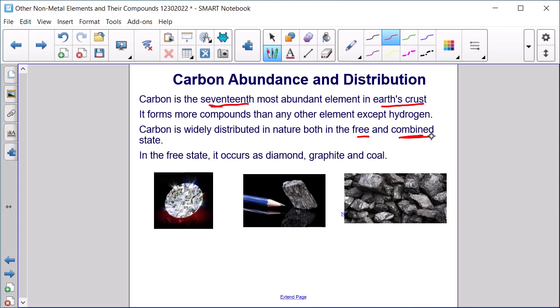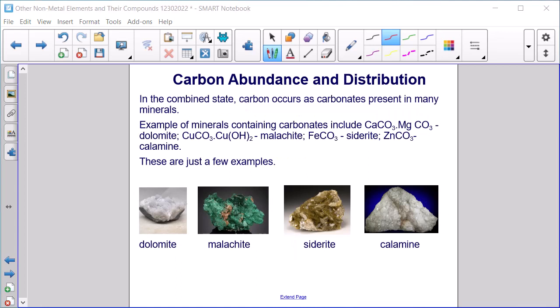In its free state, it occurs as diamond, graphite, like the tip of a pencil, and coal. In the combined state, carbon occurs as carbonates present in many minerals. Examples of minerals containing carbonates include CaCO3, MgCO3 or dolomite, CuCO3·Cu(OH)2 malachite, FeCO3 siderite, and ZnCO3 calamine. These are just a few examples.